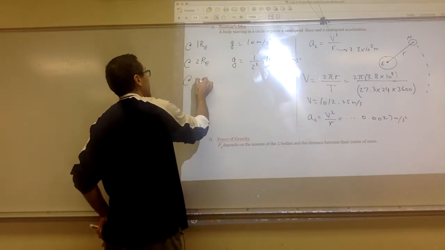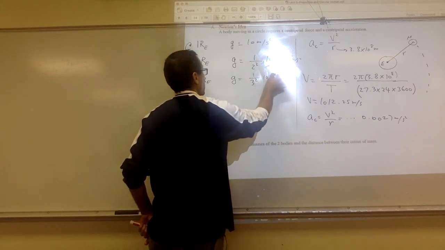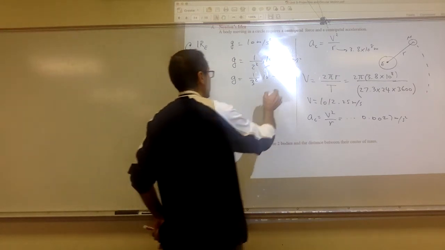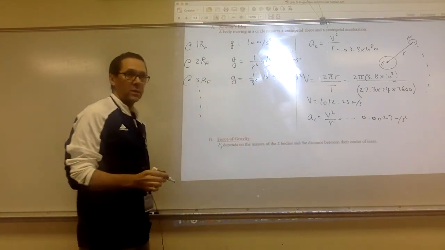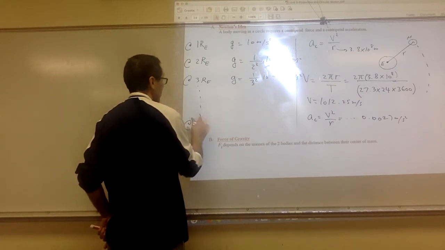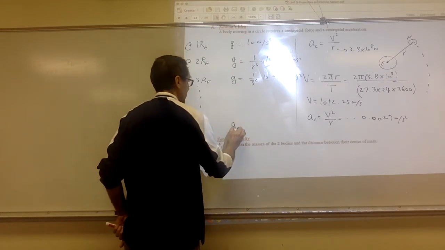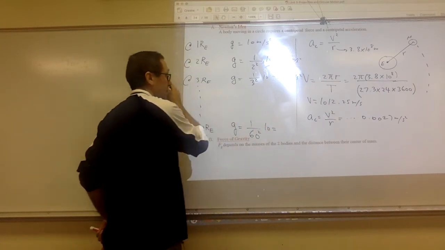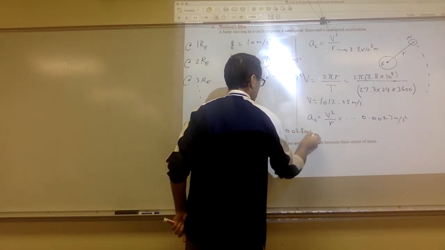At 3R, G will be 1 over 3 squared times 10, which is 1.11, just about. Okay. Well, the distance between the Earth and the location of the moon is a known number. That's about roughly between 59 and 60 times the radius of the Earth. Now, G is equal to 1 over 60 squared times 10. And that's equal to 0.0028 meters per second squared.